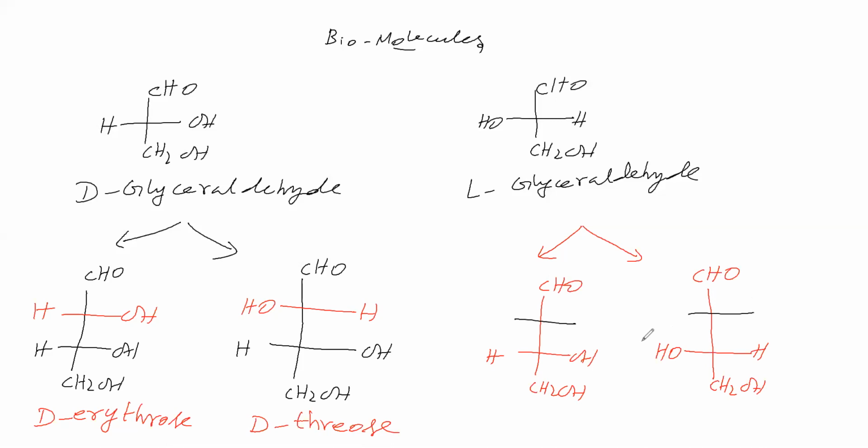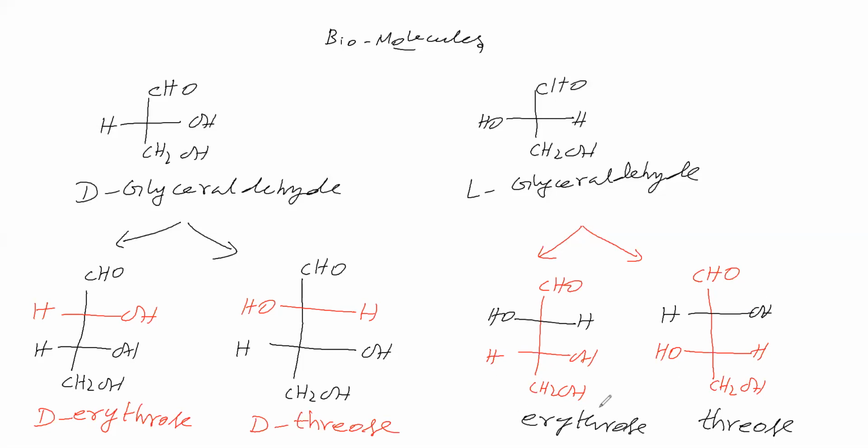In this case, we are introducing a chiral carbon in what way? OH group here and H here. Here H and OH we will invert and keep. This is called erythrose. This is called threose. It is called erythrose.